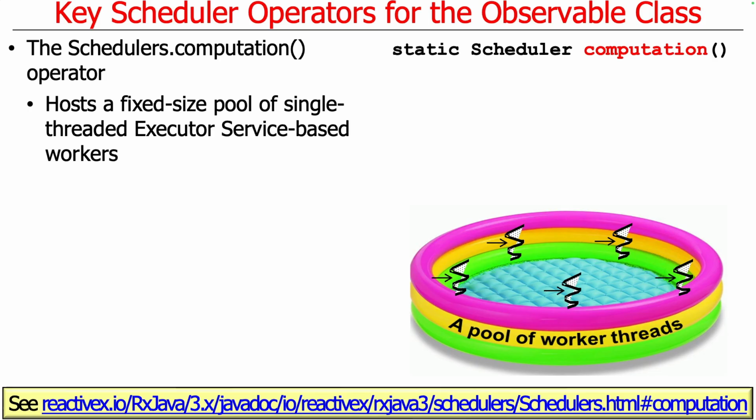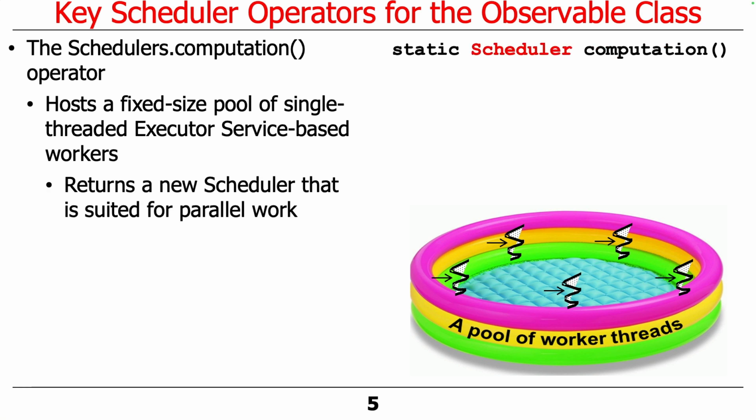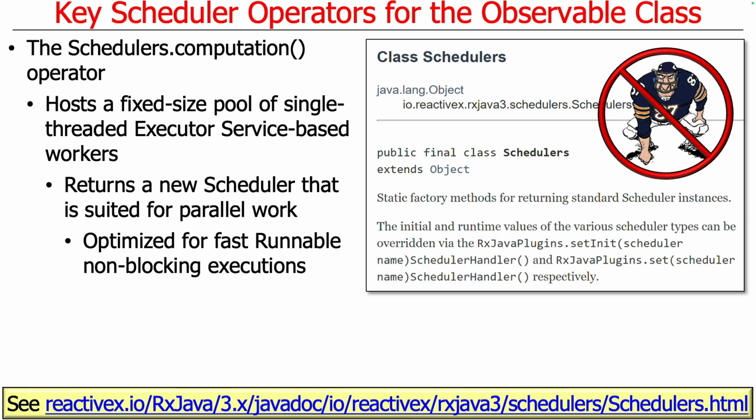So Schedulers.computation hosts a fixed-size pool of single-threaded executor service-based workers. That's just what they decided to do. Not quite sure why. Probably ask ChatGPT to explain it. And the new scheduler is suited for parallel work, and it's optimized for non-blocking executions that are going to run relatively quickly.